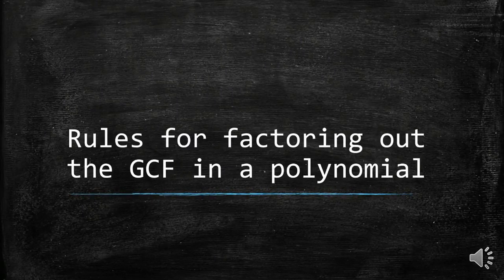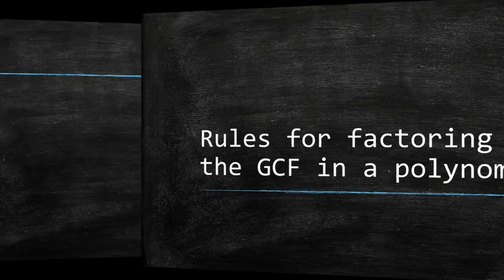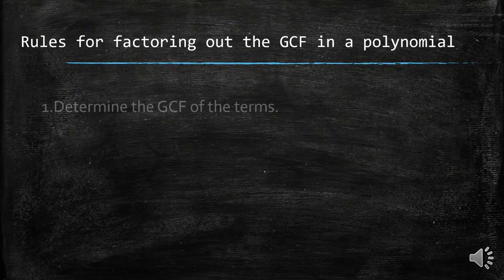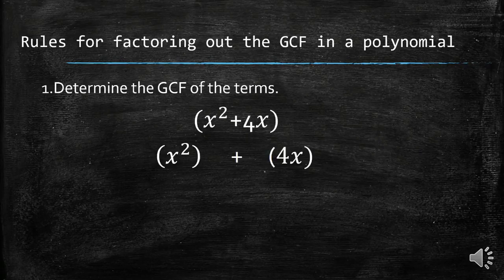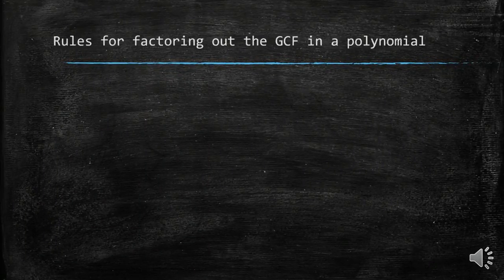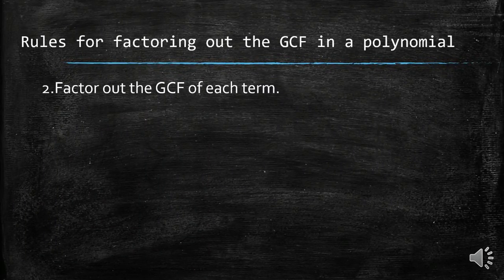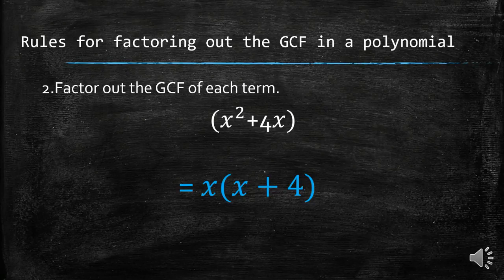Rules for factoring out the GCF in a polynomial. So for the first rule, determine the GCF of the terms. For example, we have here x squared plus 4x. Notice that they have the same variable, that is x. So the answer is x. For the second rule, factor out the GCF of each term. For the quantity x squared plus 4x, the factored form is this: x times the quantity of x plus 4.